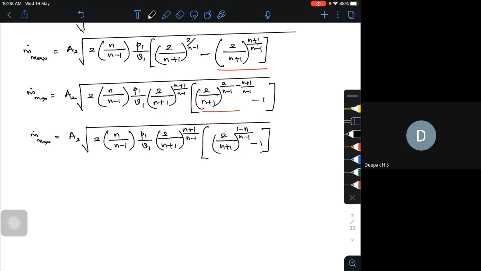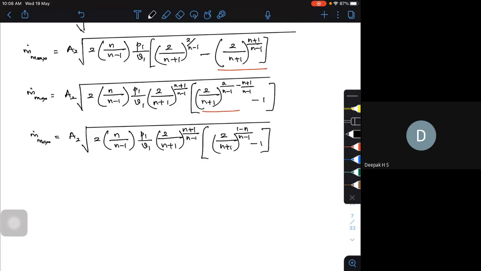If you want, you can simplify that or you can retain it as it is. You can retain it at this particular point, or if you want, you can further simplify this expression, or get it only in terms of P1 and V1 with (2/(n+1)) to the power. This simplification you can do, or you can retain it at this point. Both ways this is correct.